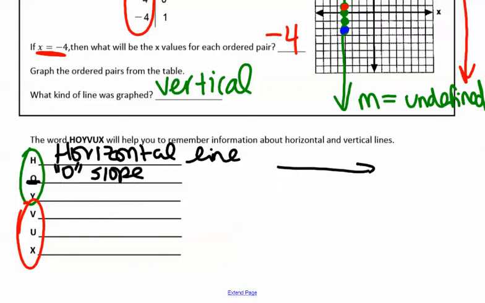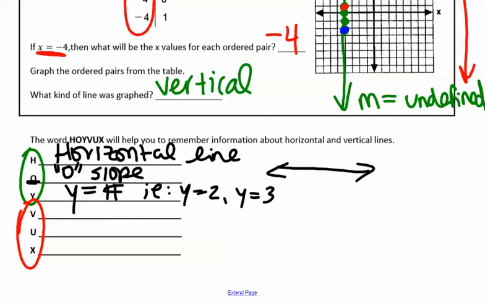Horizontal lines have a slope of 0. And it's going to be in the form of y equals a number. I.e., we could have y equals 2, or y equals 3, or y equals -4, or y equals -3. Okay? It's where y equals a number. There's no x, it's just y equals a number. All right, so that's our HOY. Y equals a number. It's going to be a horizontal line. The slope of that is going to be 0.